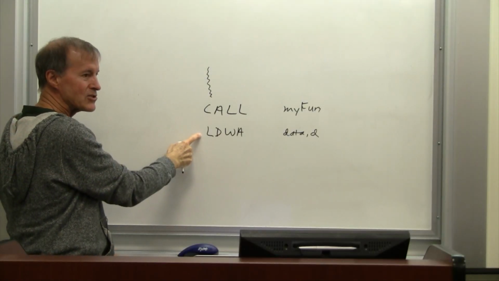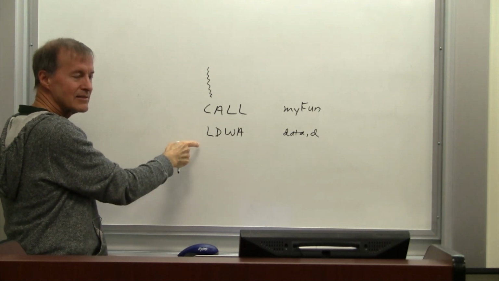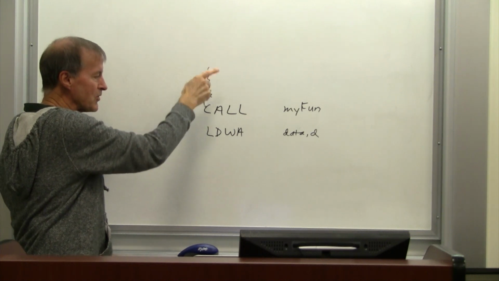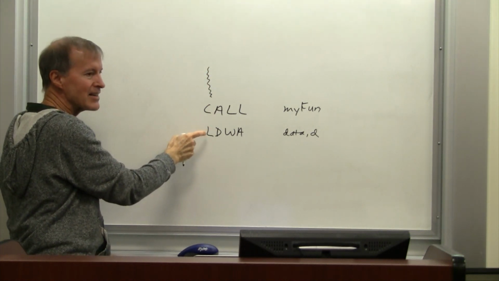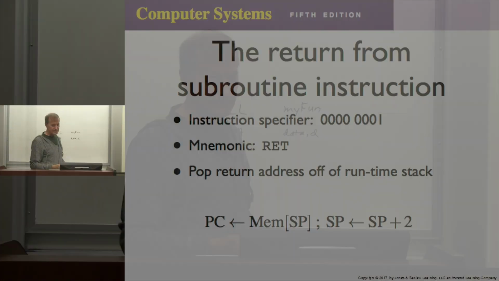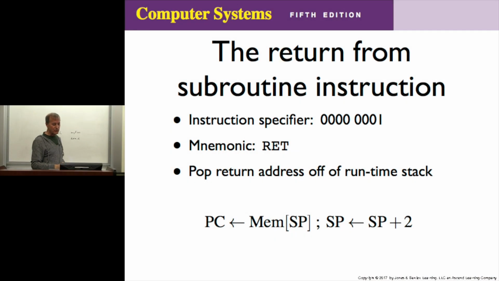The return address, so that the system will know how to get back to here. Now, how does it get back to here? That's another instruction, called ret. Is everybody clear on that? Is everybody following the concept here?